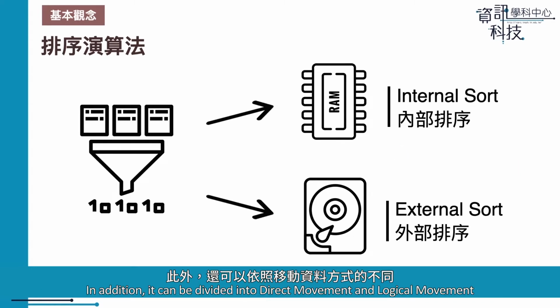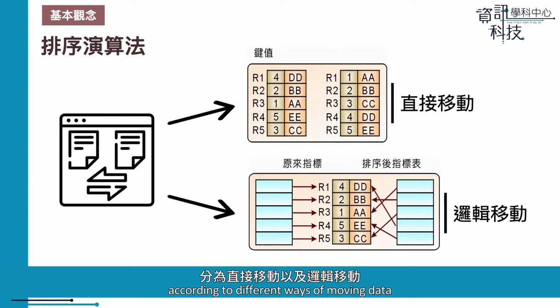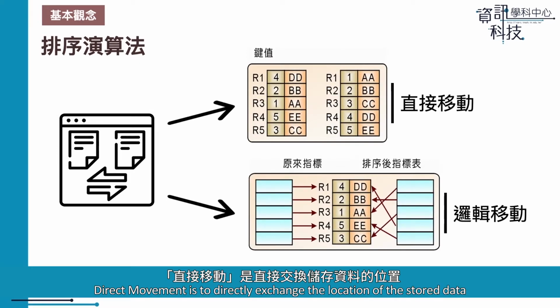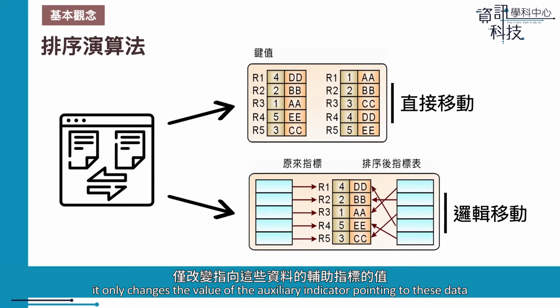In addition, it can be divided into direct movement and logical movement according to different ways of moving data. Direct movement is directly exchanging the location of the stored data. However, logical movement does not move the stored data location. It only changes the value of the auxiliary indicator pointing to these data.